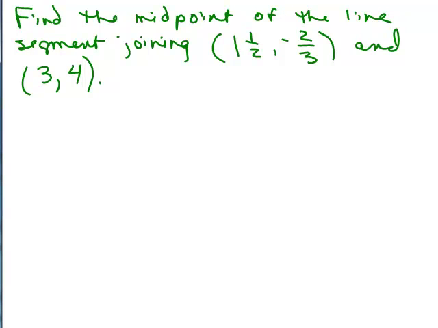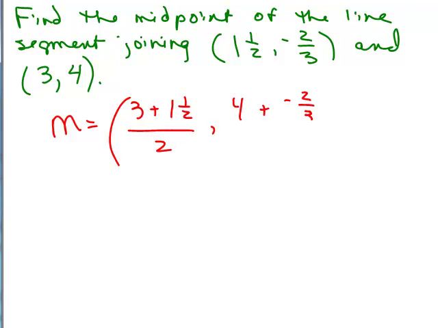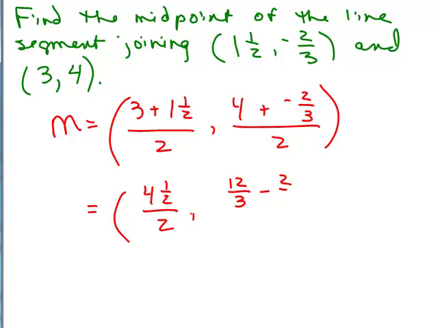Find the midpoint of the line segment joining the points 1 1/2, negative 2/3, and 3/4. Okay, so we've got two ordered pairs here. Try this on your own first. Now, you could just write the average of the x's, 3 plus 1 1/2 over 2, and 4 plus negative 2/3 over 2. But you do have to deal with your complex fractions here, so you've got to be careful. If we simplify this, we'll have 4 1/2 divided by 2. Then we'd have to remember how to do 4 plus negative 2/3. You could get a common denominator there: 4 is the same thing as 12/3, minus 2/3, over 2.